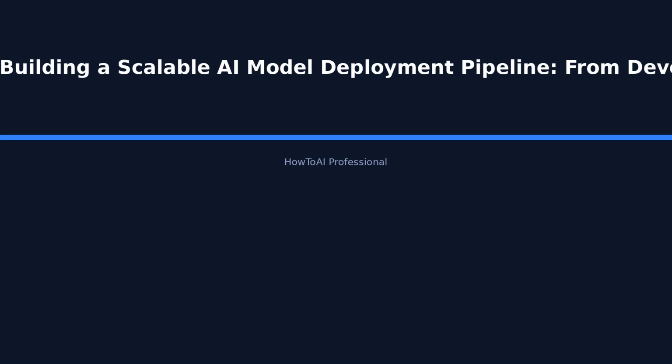Conclusion. So, there you have it. Building a scalable AI model deployment pipeline requires thoughtful planning, strategic use of automation, and continuous monitoring. By following these stages, from model development to deployment and monitoring, you can create a robust pipeline that supports not only the initial deployment of your AI models but also their ongoing maintenance and improvement.